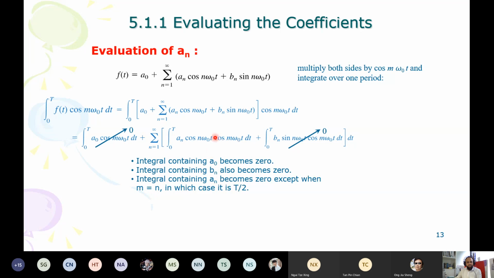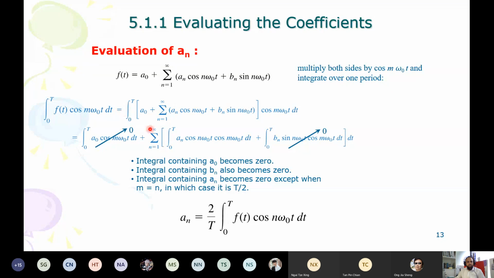So this is almost 0 except when m equals n, so this will become cos square. It will be like cos m or n, whatever it is, square, and the integration of that was T by 2. All right, so we will get something like this.